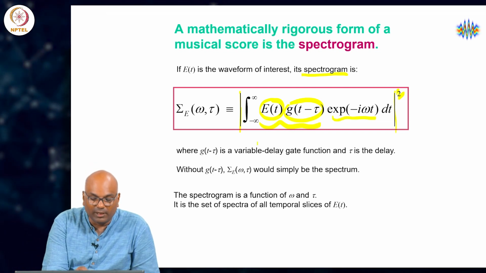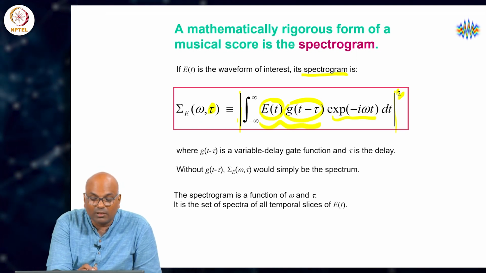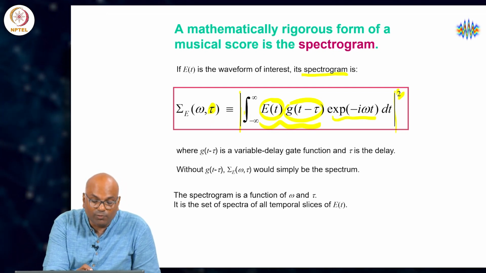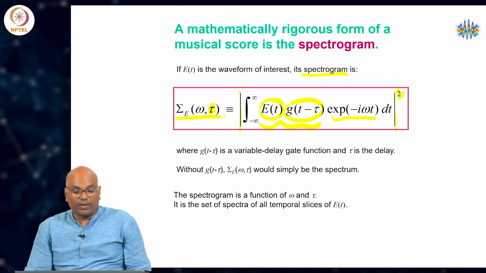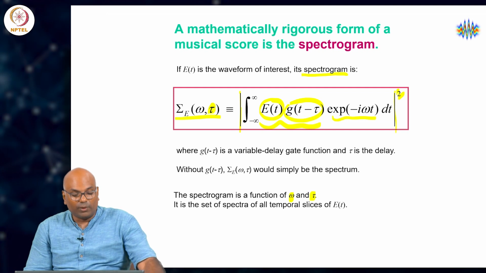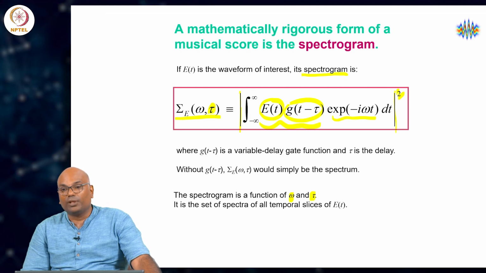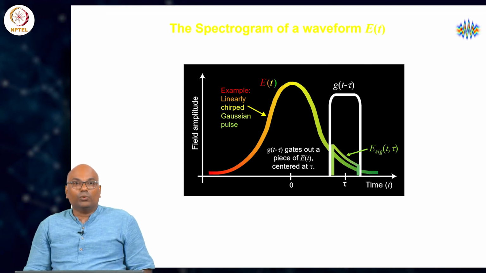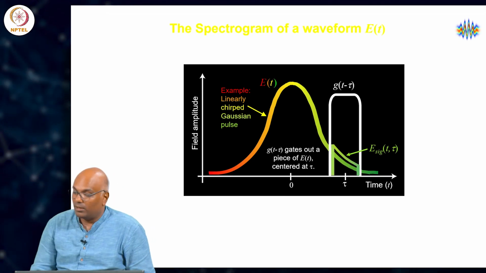So, this is a variable delay function. Produce this Fourier transform of the waveform and the gating function and take the absolute value square for every value of delay. That is what we call the spectrogram. It is a function of omega and it is a function of tau, the delay. It is a set of all the spectra of temporal slices of E of t. That is what it is, right. Now, we come back to where we were. Oh, that color has changed to yellow, but I think you can still read the heading, right. So, that is okay.